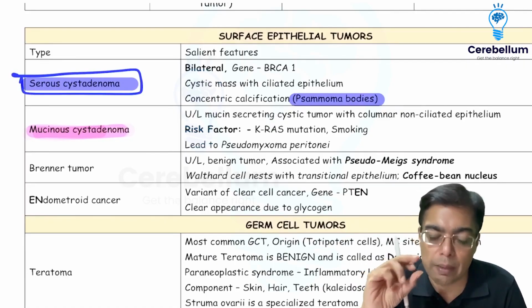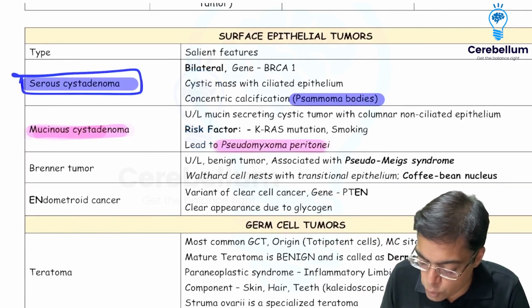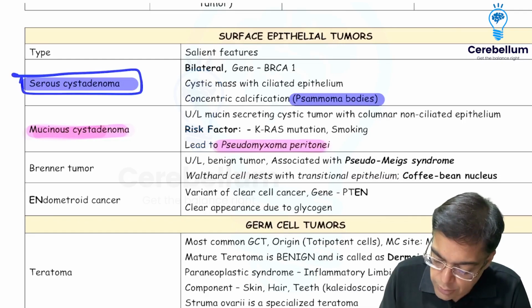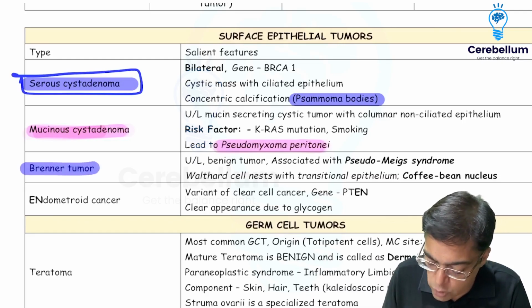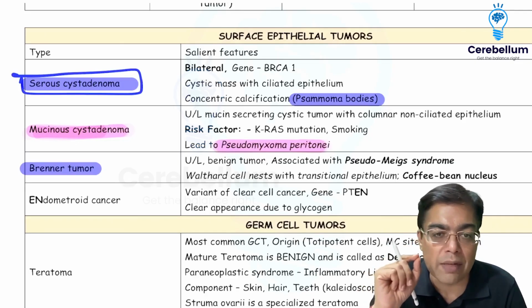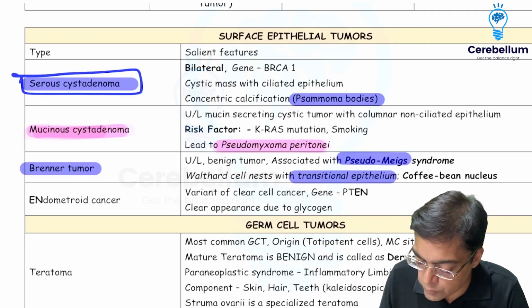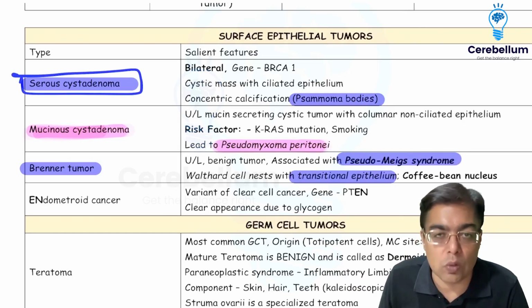This kind of tumor may be responsible for causing a condition given the name of pseudomyxoma peritonei. At times, a historical question that we need to keep an eye on is Brenner's tumor, in which you are going to have a one-sided tumor. This particular tumor has an important finding, the presence of transitional epithelium. And we have an association here, which is given the name of Meigs syndrome.